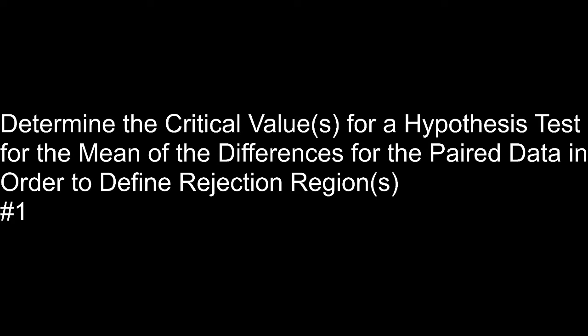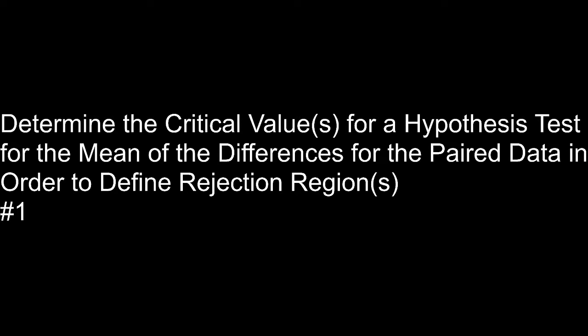This video is on the objective: determine the critical value, or critical values if it's a two-tailed test, for a hypothesis test for the mean of the differences for paired data in order to define rejection regions. Once you've found those critical values, you can establish a rejection region or regions.